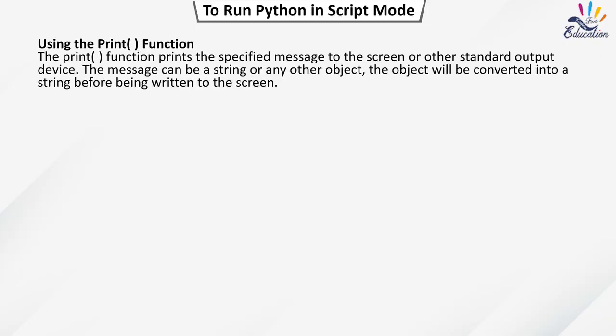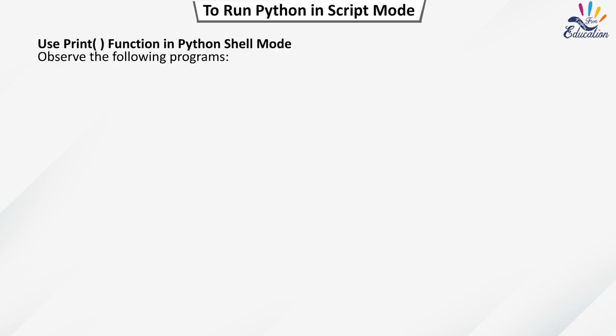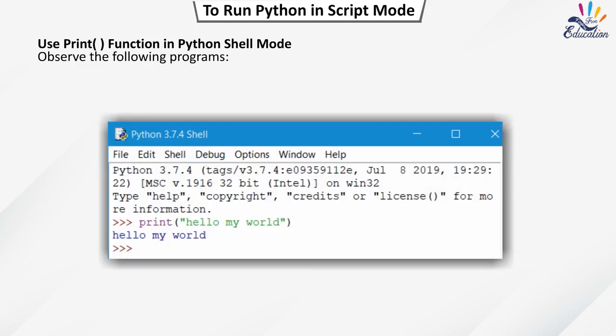Using the print function. The print function prints the specified message to the screen or other standard output device. The message can be a string or any other object. The object will be converted into a string before being written to the screen. Use print function in Python shell mode. Observe the following programs. Program 1: program to print any string in shell mode.